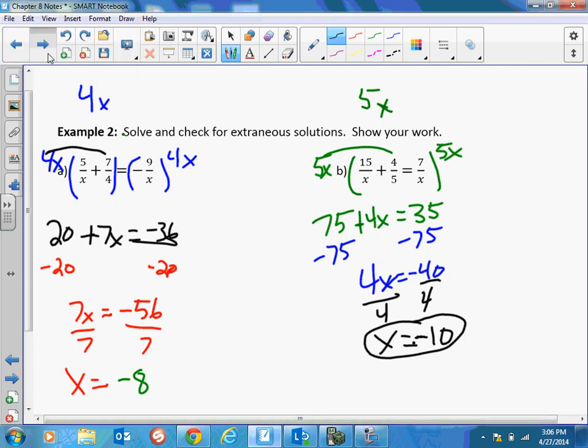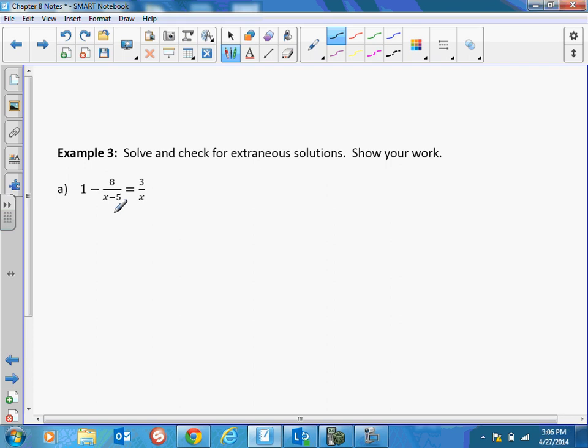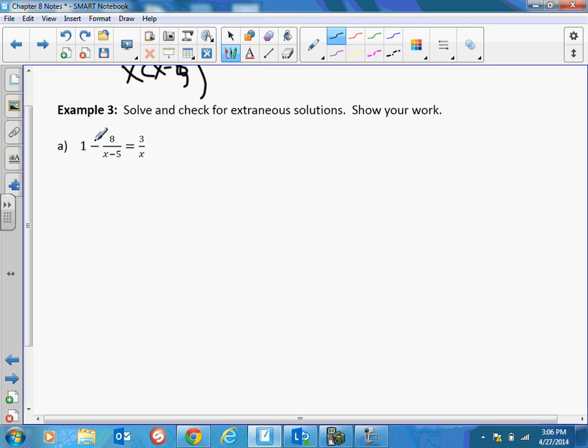Let's go to the next one. Okay, this one is a little bit different. We've got x, and x minus 5 is going to be our least common denominator. So we're going to multiply everything by x(x minus 5). Now the first one, nothing's going to cancel out because it's just 1.